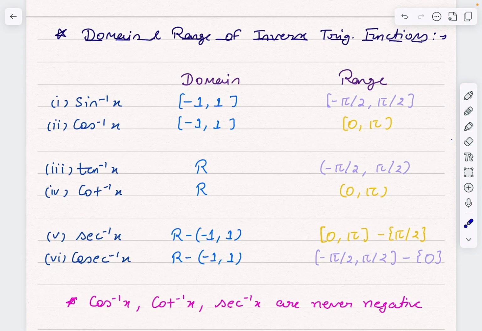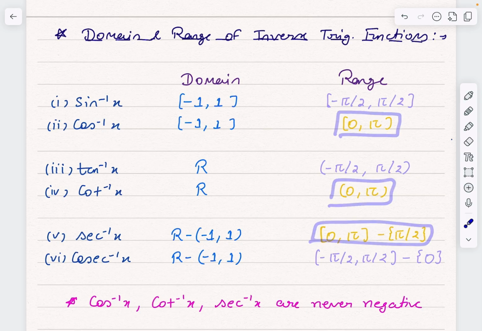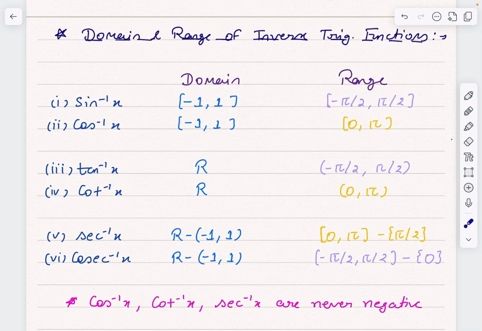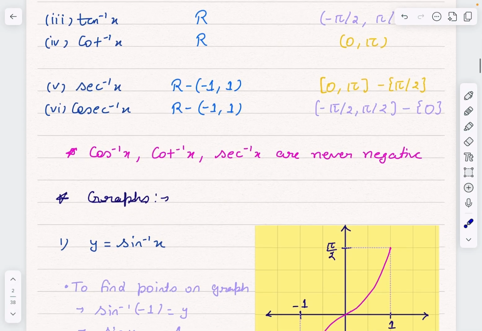And one more thing to notice here, cos inverse x, cot inverse x, and secant inverse x are never negative. You see, these values are never negative, only positive or zero is in the range. Okay, so this point will be useful later. Next, the graphs.